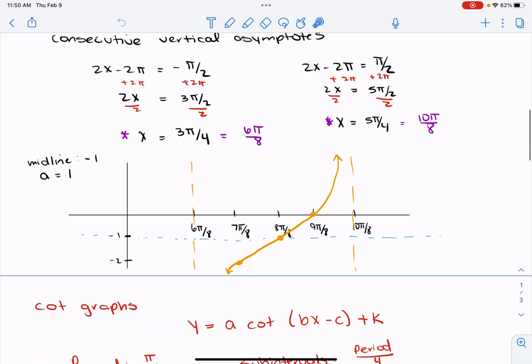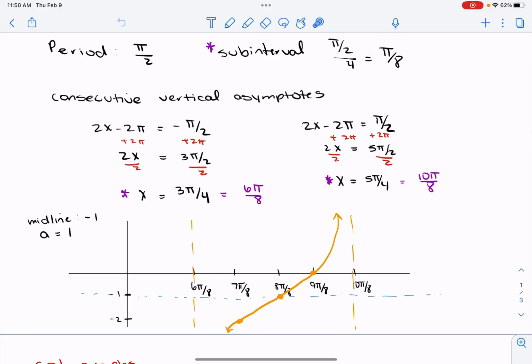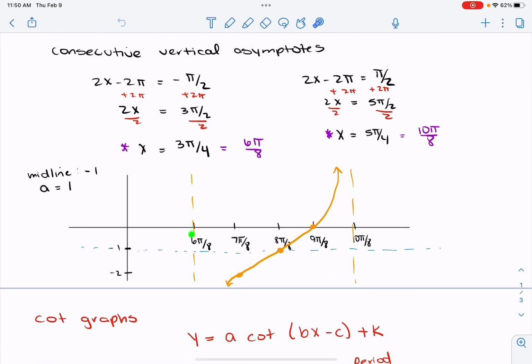So we're going to first put our tick marks starting on our first asymptote, which is positive 6 pi over 8, and then we add our subintervals. So 7 pi over 8, 8 pi over 8, 9 pi over 8, 10 pi over 8. Now the first number is your asymptote, and your last one is your asymptote. Your midline, you're going to put the dash. The middle tick mark will be on your midline.